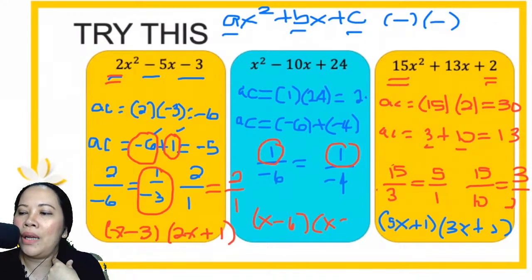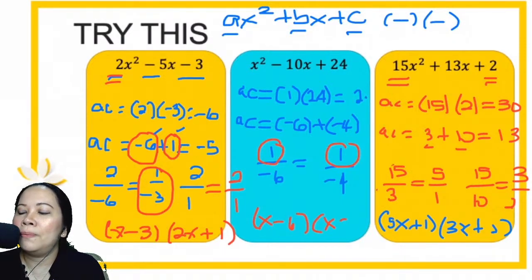The second step is to find the factors of negative 6 that will give you the middle term. So negative 6 times 1 is negative 6, and negative 6 plus 1 is negative 5, which is your middle term.